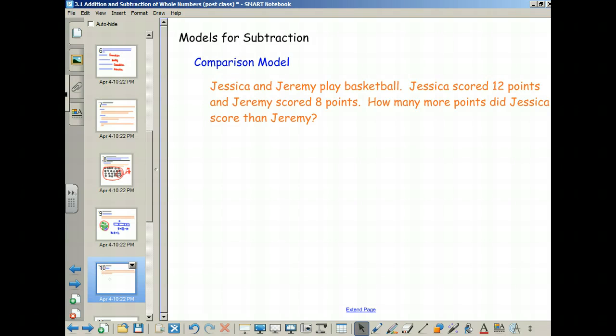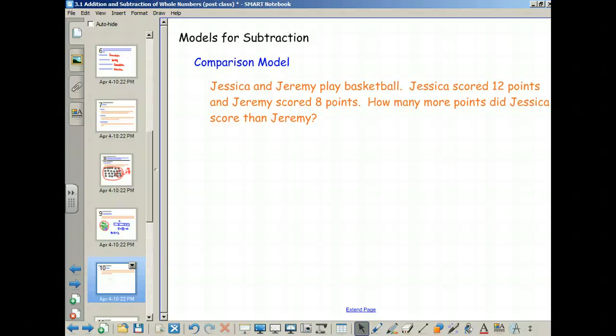Okay, comparison. And comparison is one of the ways of subtraction that causes concern for children, okay? Because you're not actually taking anything away, and you're not finding something that's missing, which is what you mentioned before. What you're doing is you're comparing two different equivalent objects, or the size of them, or the number of them. So we've got Jessica and Jeremy. They play basketball. Jessica scores 12 points, and Jeremy scored 8 points. How many more points did Jessica score than Jeremy?